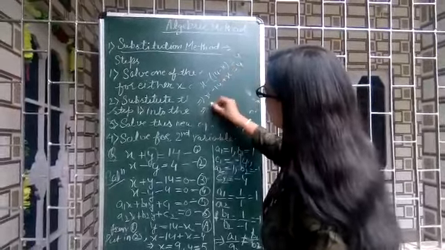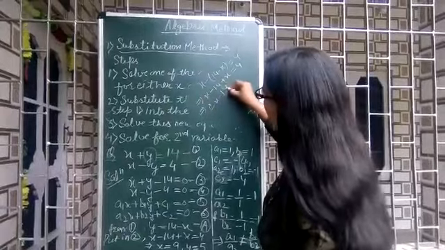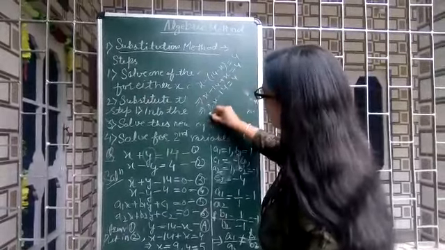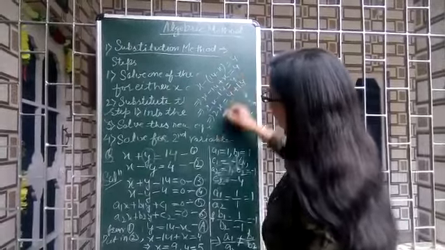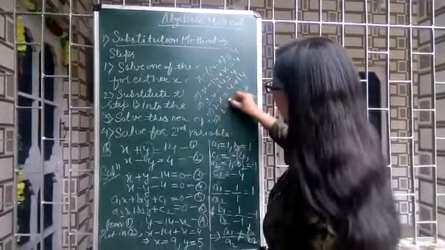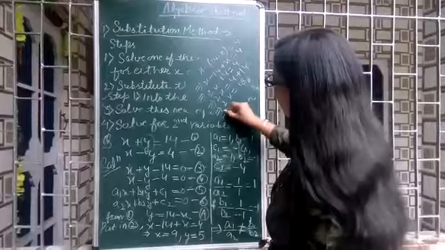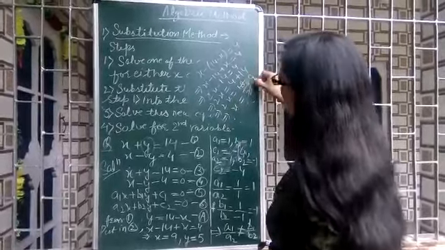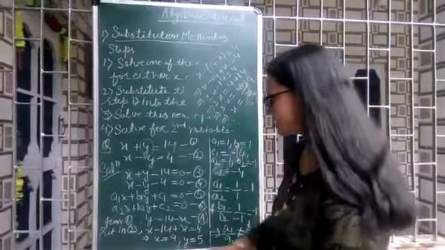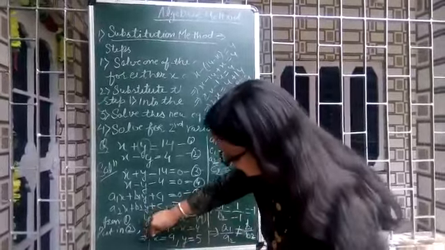That implies 2x minus 14 equal to 4. That implies 2x equal to 4 plus 14. That implies 2x equal to 18. And that implies x equal to 18 upon 2, that is 9. So here the value of x is 9.